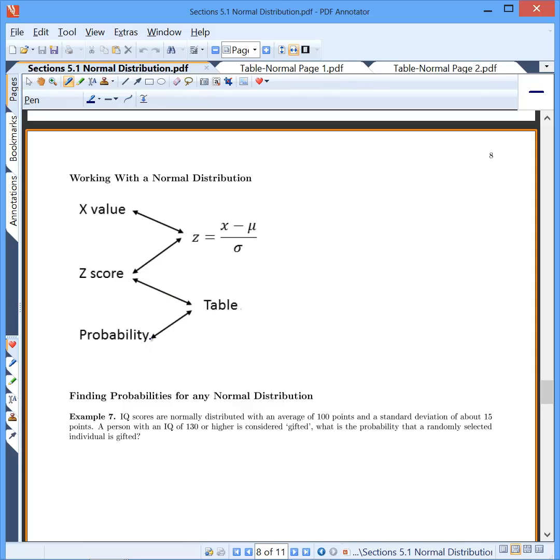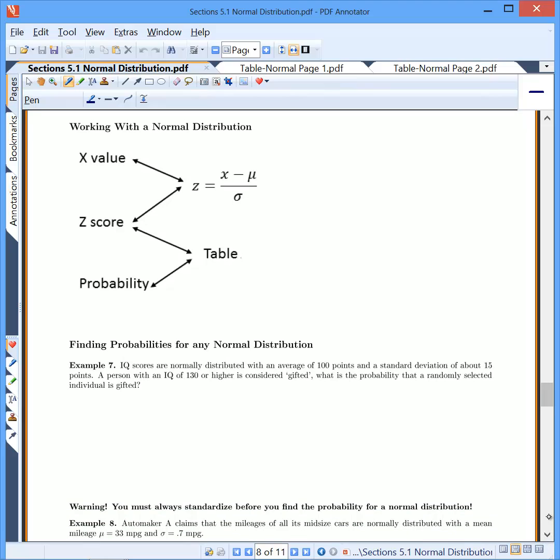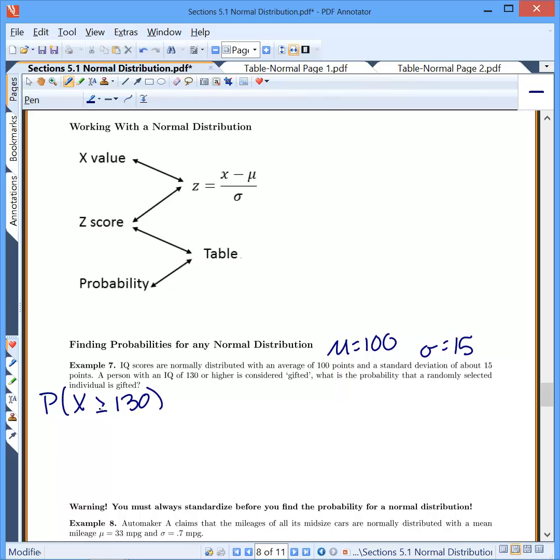So for example, in example 7, we have IQ scores are normally distributed with an average of 100 points and a standard deviation of about 15 points. A person with an IQ score of 130 or higher is considered gifted. So what is the probability that a randomly selected person is gifted? So the first thing we need to do is write down what they give us. So we know that it's normal, we know that our mean is 100, and our standard deviation is 15. So we're looking for the probability that a person is gifted, which means that they have an IQ, which we'll say X is their IQ, that is greater than or equal to 130.